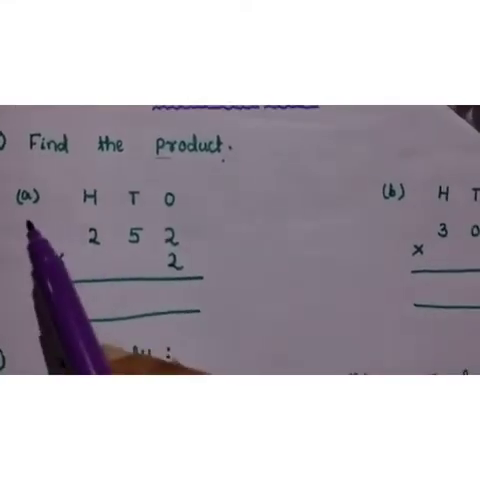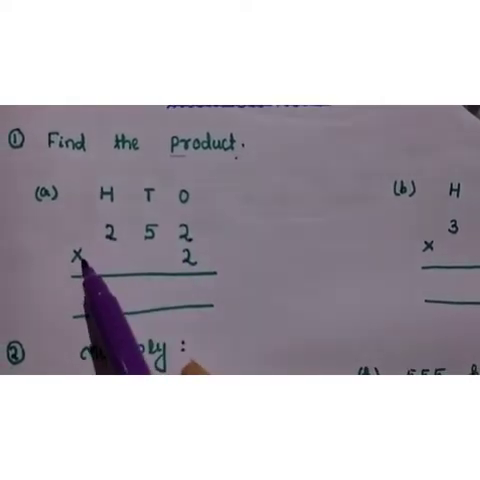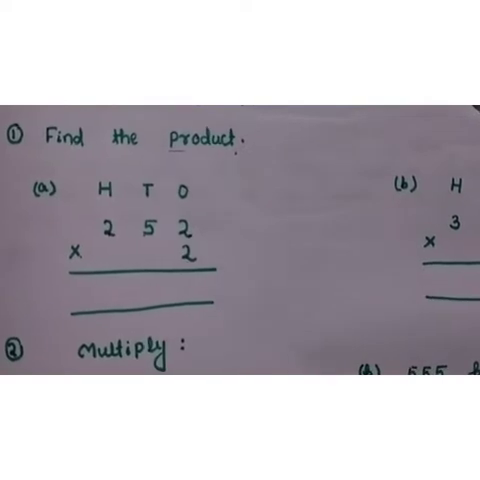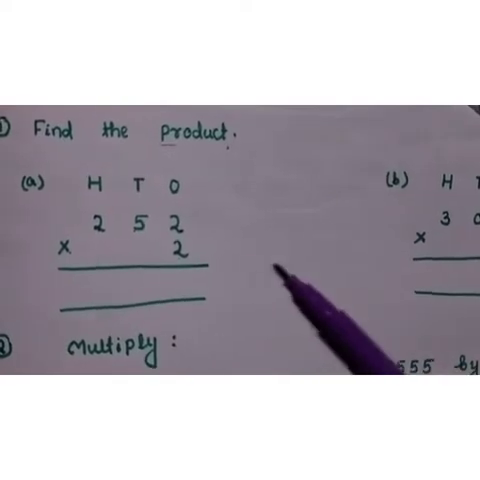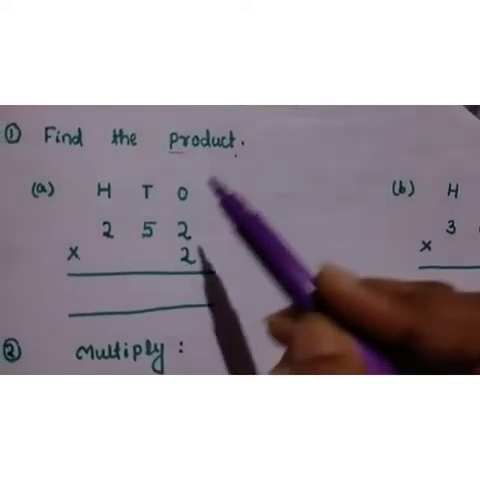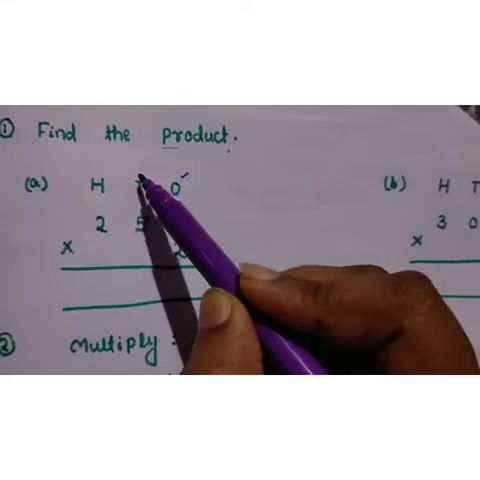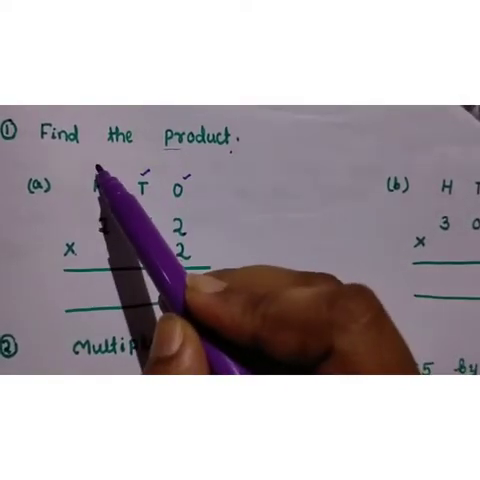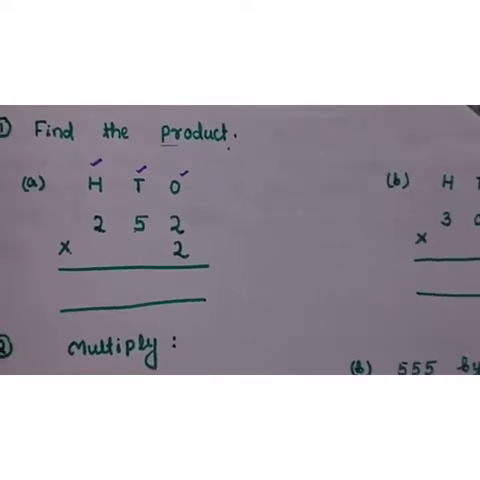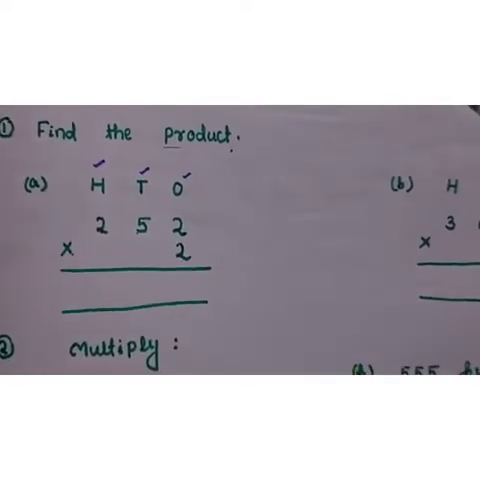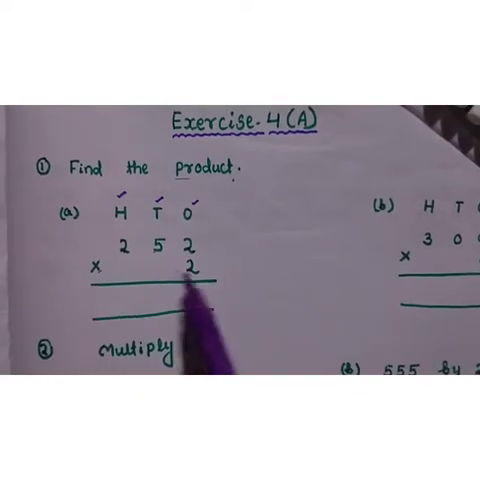See the first number, what is given here: 252 multiplied by 2. Remember students what I told you in your previous class, whenever you multiply the numbers, you always start from the ones column. Then you go to the tens column, then you multiply the hundreds column digit. So your first number, your ones place, which digits are there? Now 2 multiplied by 2.